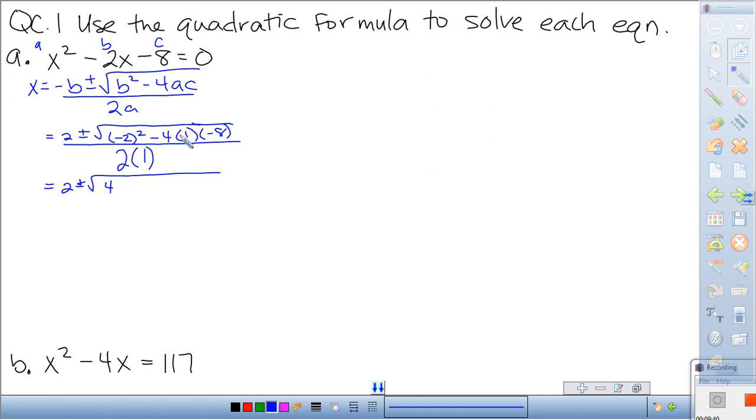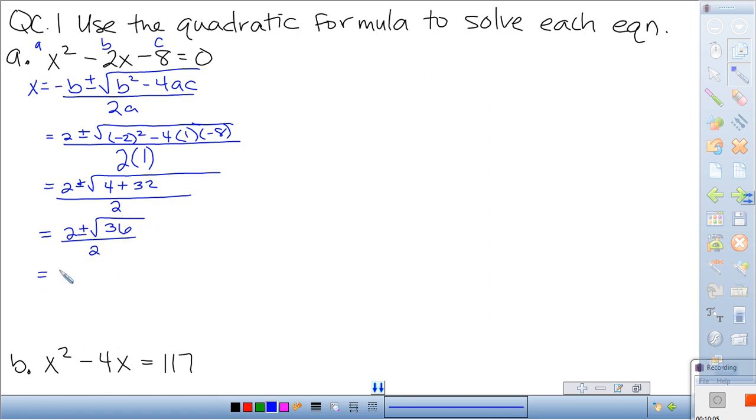And then you have negative 4 times 1 times negative 8. So negative 4 times negative 8, positive 32 times 1, 32. So plus 32, all divided by 2 times 1, which is 2. So then we have 2 plus or minus the square root of 4 plus 32 is 36, divided by 2. 2 plus or minus the square root of 36.